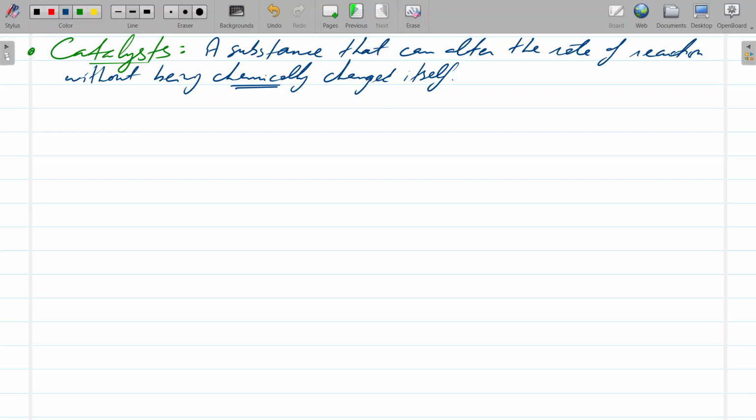right? And so what a catalyst does is that it provides an alternate pathway for the reaction. So it increases the rate of the reaction by providing an alternate pathway, reaction path, which has a lower activation energy.